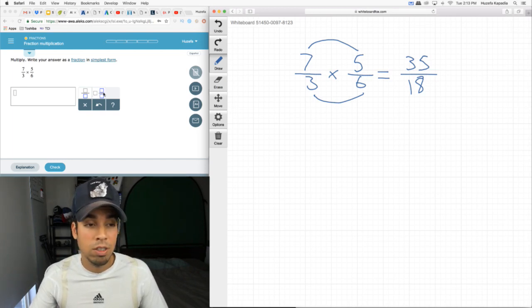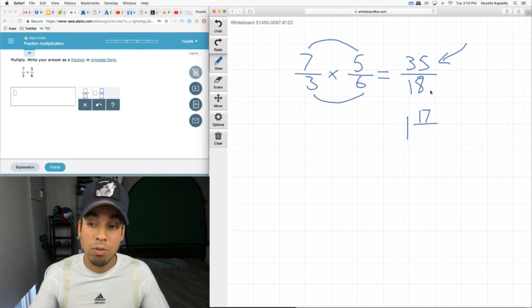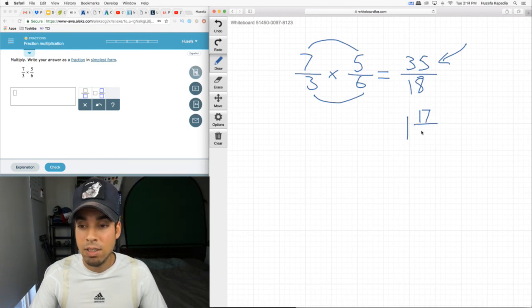Sometimes teachers and programs prefer you to keep it as an improper fraction, which means the top is bigger than the bottom. But in this case, I'm assuming they want to turn it into a mixed number. So let's do that. The way we do it is, how many times does 18 go into 35? Well, it goes in one time. And then what's left after we extract an 18 out of 35 is 17, which would be the remainder if we divided 35 by 18, 17 out of 18.